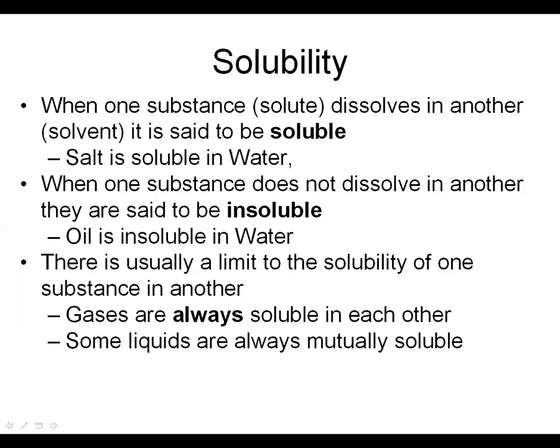But there are things that are usually always sort of soluble in each other. Gases, for example, are always soluble in each other, and that's because basically gases are just constantly flying around. Because they're constantly flying around, if you have multiple gases in a container, they are flying around each other, which means they are constantly mixing. And by definition, that would mean that they are soluble in each other.